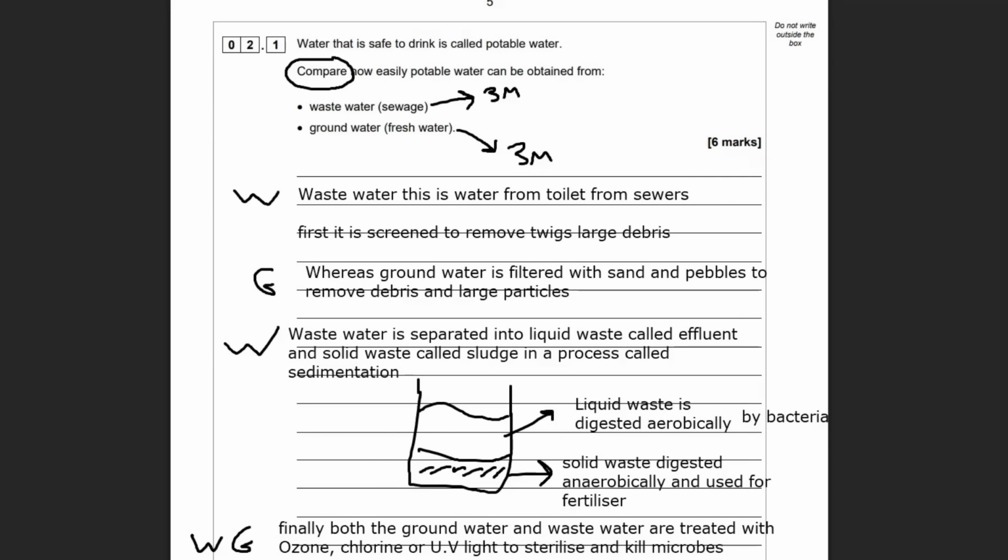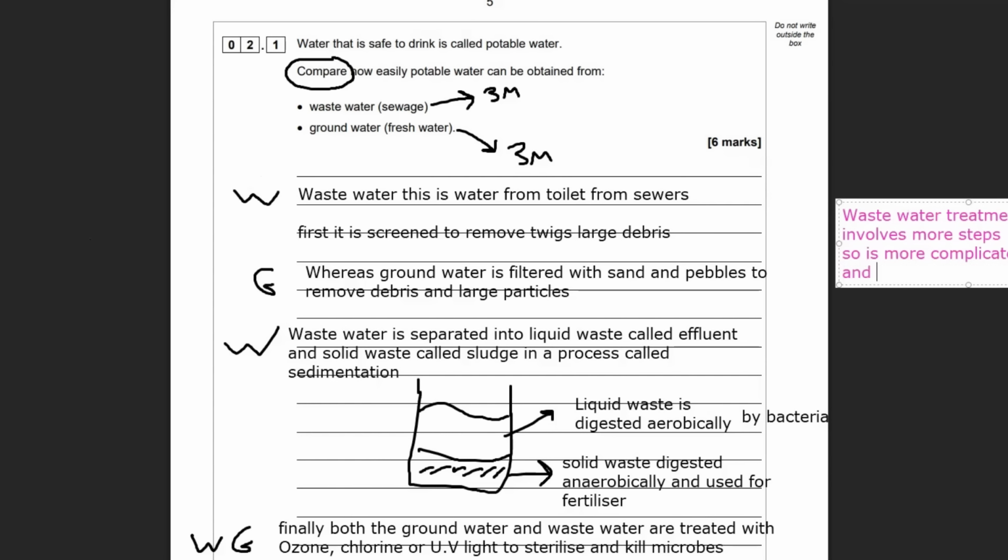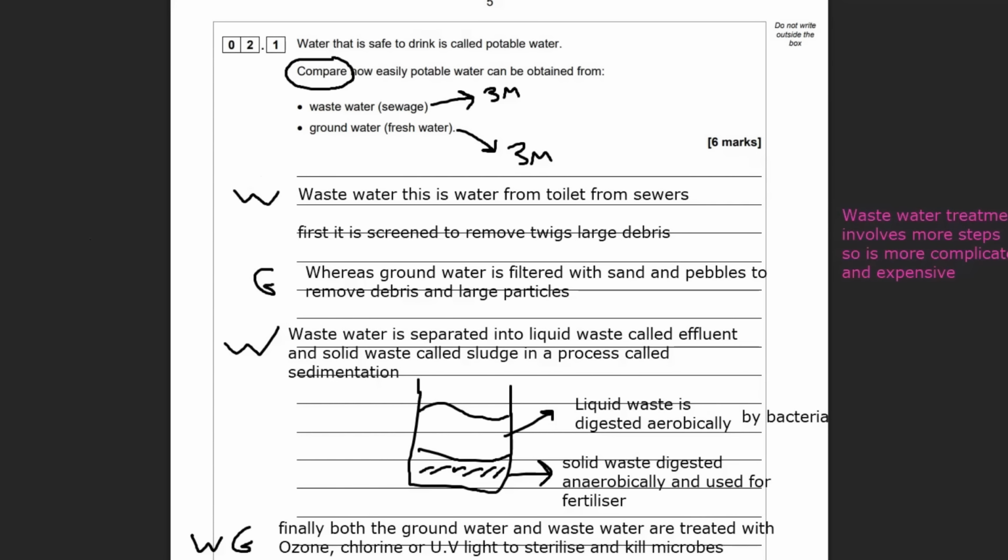So we want to actually say, as a bit of a conclusion, which I've run out of room for, so I'm going to put it over here: wastewater treatment involves more steps. So it is more complicated, and I would imagine it's more expensive as well. So that would be my comparison, really. And I should get all the lovely jubbly 6 marks for that. Let's move on.